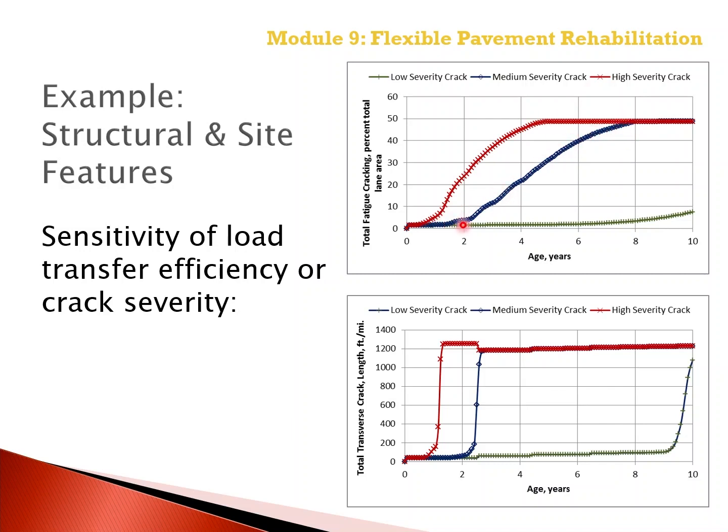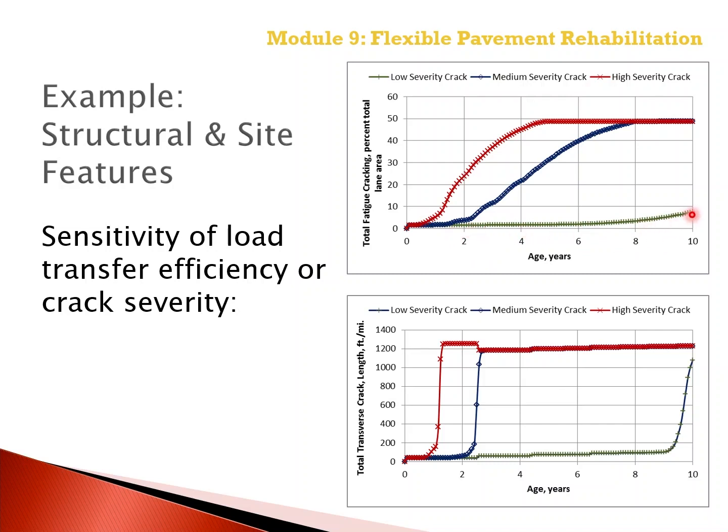The blue shows the medium crack severity, which has a low transfer efficiency of about 0.4. These also propagate reasonably fast and reach the maximum amount of fatigue cracking in the existing asphalt layer fairly shortly. The green represents the low severity crack, or low transfer efficiency of about 0.8.